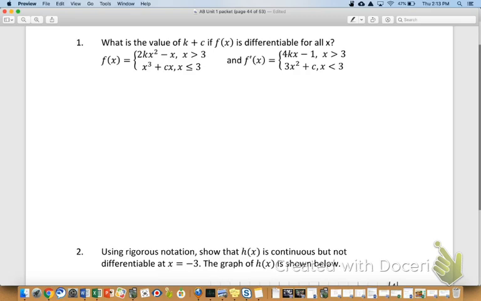So this is similar, except it says, what is the value of k plus c if f of x is differentiable? And what does differentiability imply? Continuous, yeah, continuity. So we want to know the values of k and c if f of x is differentiable, and by implication, also continuous. That's an implied relationship. And notice I've given you the piecewise rules for f and f prime. There will come a day in the near future where I would just give you f on a question like this, and you'd have to figure out f prime on your own.